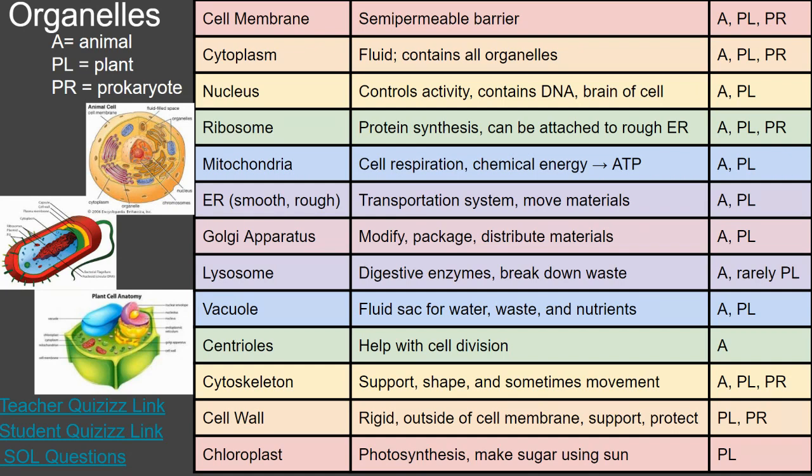Animal cells are typically a circle shape, and they're able to move around because they don't have a cell wall, but plants and prokaryotic cells do have cell walls for shape, support, and protection.